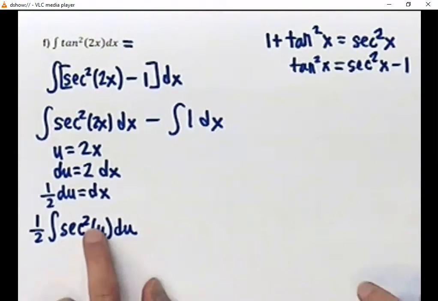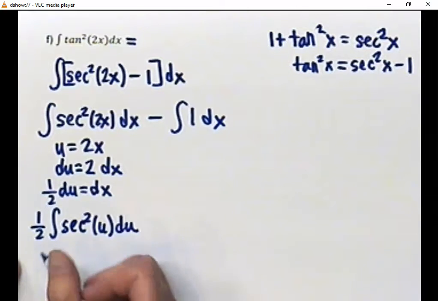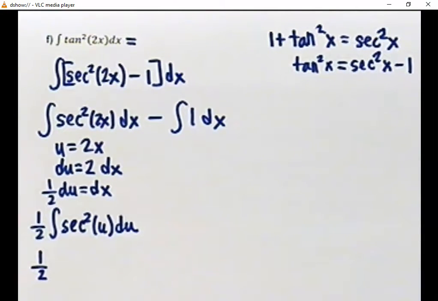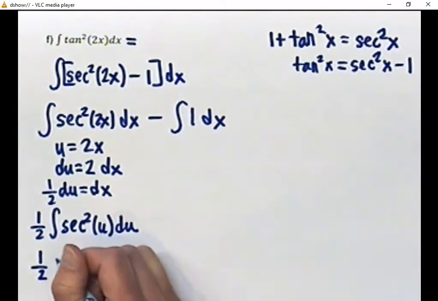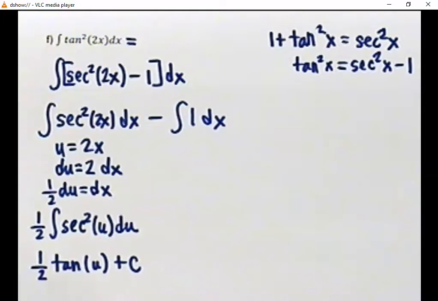Okay. So again, that becomes u. I have the 1/2 du. What is the integral of secant squared? Remember, what was it? Tangent. Tangent, yep. So the integral of secant squared just becomes the tangent. We have 1/2 tangent u plus c.